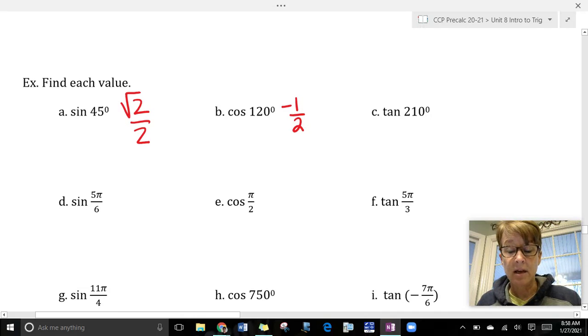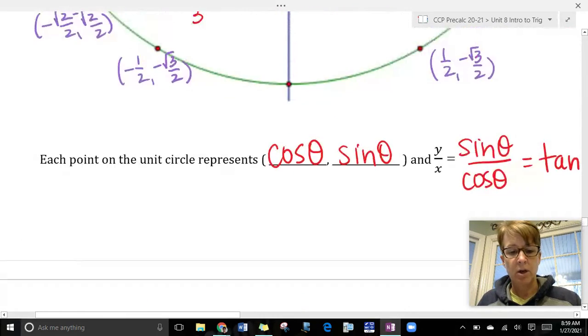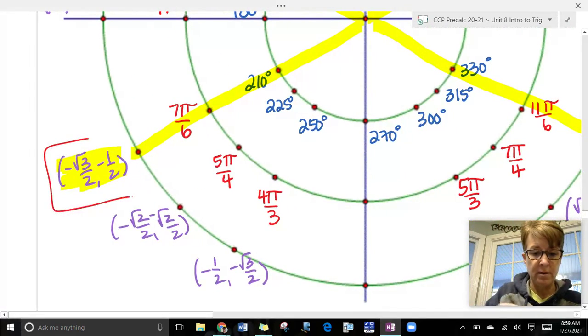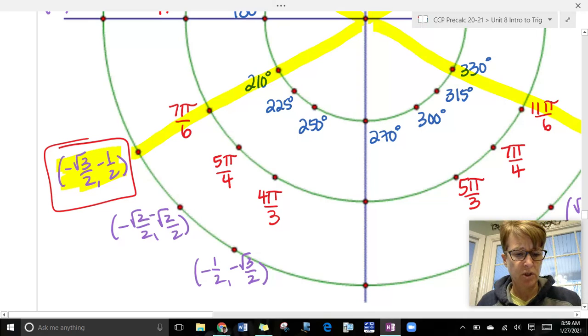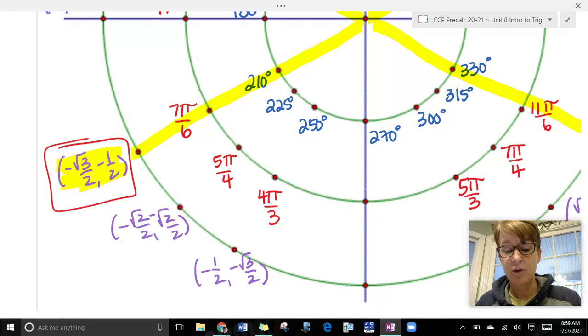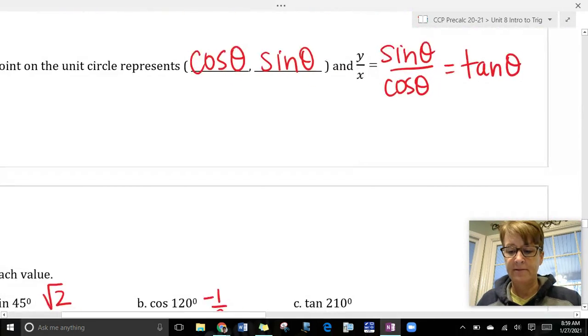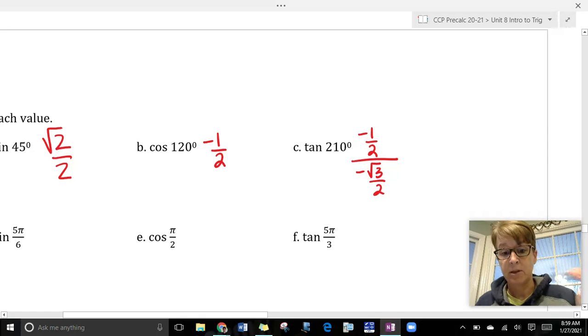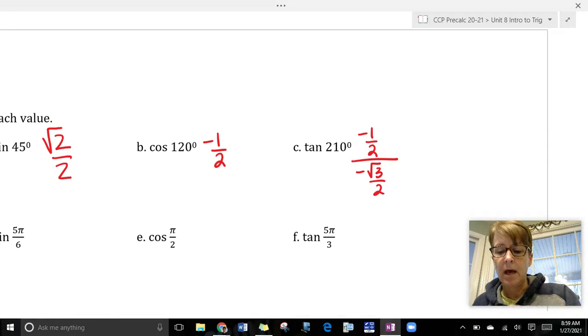And then tan of 210 degrees, okay, tangent's y over x. So I'm going to go to 210. My ordered pair was this one right here, which was negative root 3 over 2 and negative 1/2. So for my tangent, I'm going to do the y over the x. So negative 1/2 divided by negative root 3 over 2. Okay, so that's my y over the x. Now you can see it's a little messy, and we are going to clean it up.